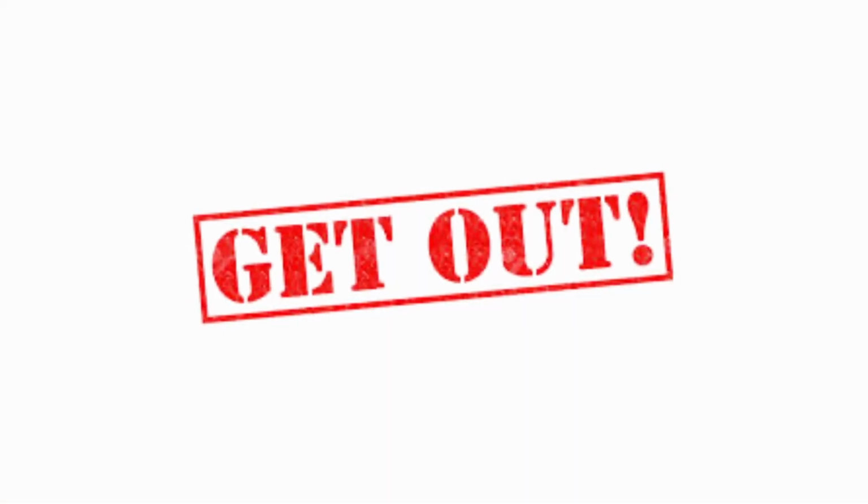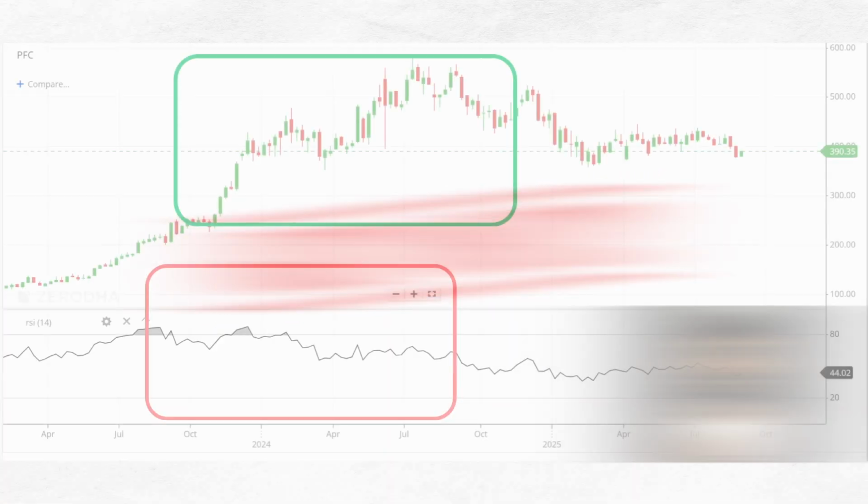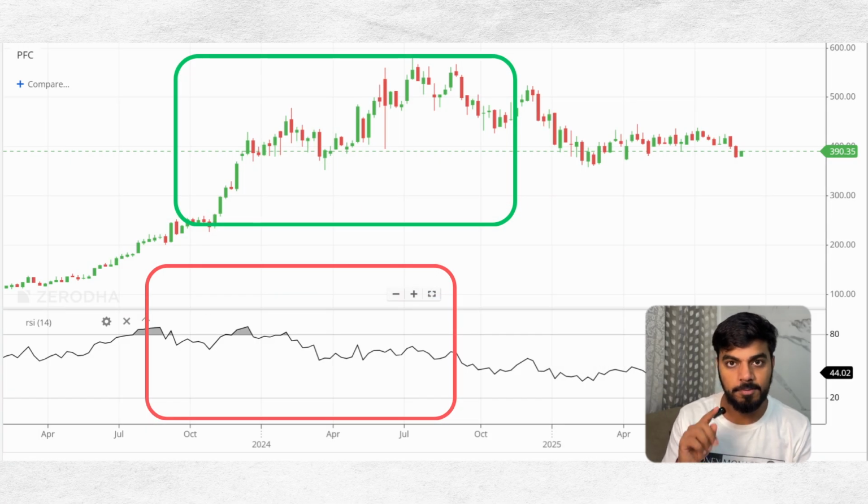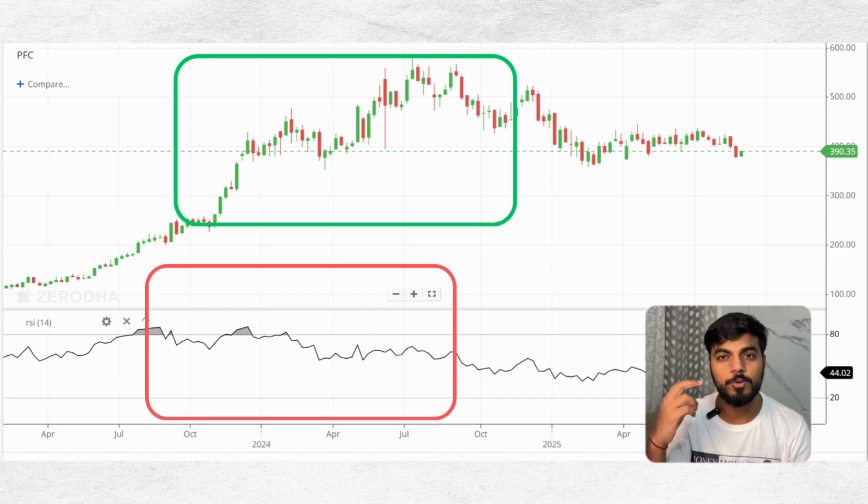So basically, you see the price and you see the RSI, and if they are not exactly in sync with each other, the price is making higher highs, the RSI is making lower lows, then it's a clear sell signal and you should get out of that stock. Another example, PFC. If you see the price is making higher highs, at the same time RSI is making lower lows. So the ideal exit time would have been around the July time frame, around the 550 mark, and then the price went down to 390, so you could have avoided making a loss of 160 per stock.